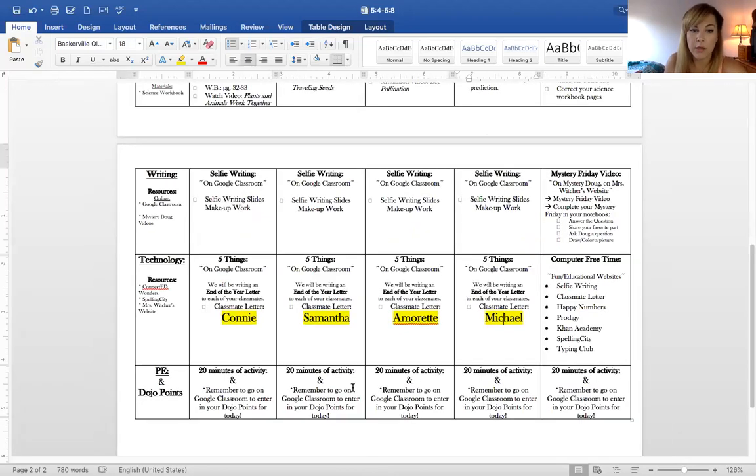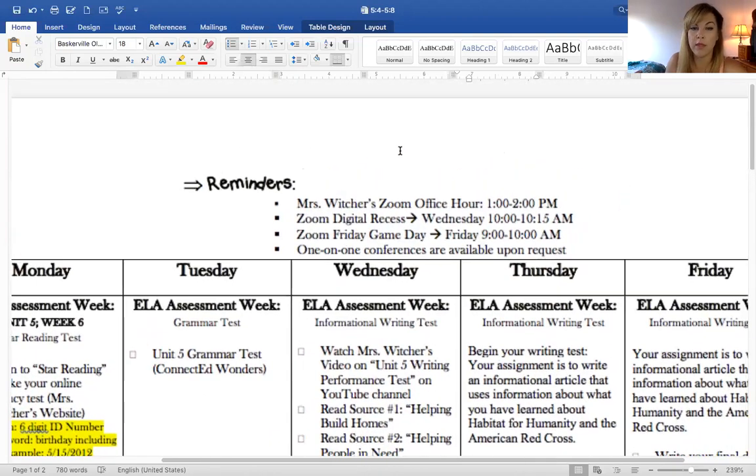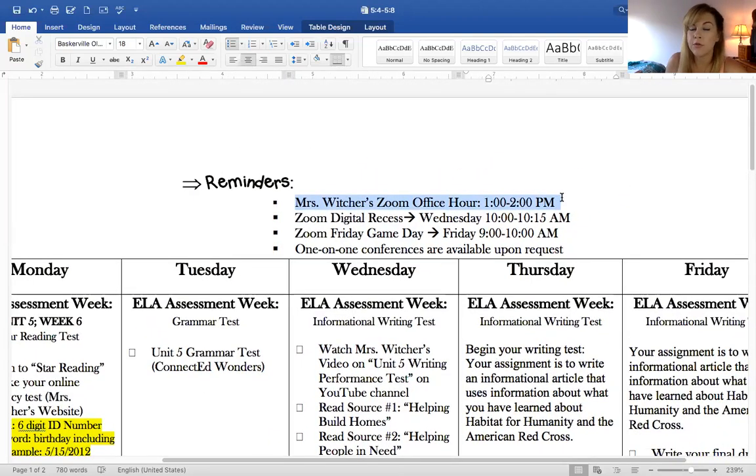That's pretty much what your week looks like. And then your reminders I've posted up here, I've changed one thing for you guys. Once again, my Zoom office hours are from 1 to 2 o'clock. That's where you guys can ask me any questions or if you need help with stuff or guidance. There is a Zoom digital recess on Wednesday from 10 to 10:15. We do GoNoodle. This week I will be announcing April Dojo King and Queen on recess time. Friday, Zoom game days. I did mention to you guys that Miss Park and Miss Dominguez's class have invited us. So you guys are more than welcome to join their game day. I think last week, Friday, there were like 40 kids on there.